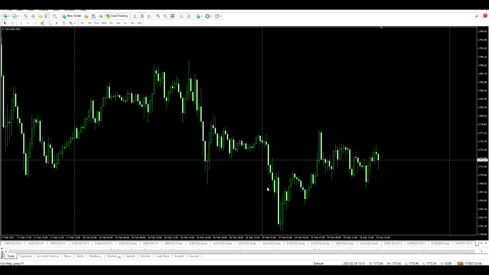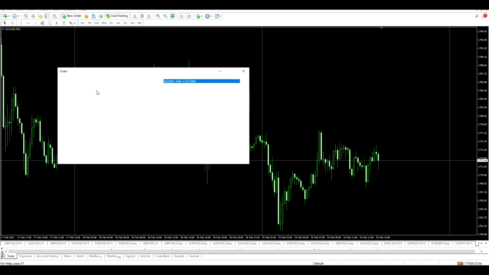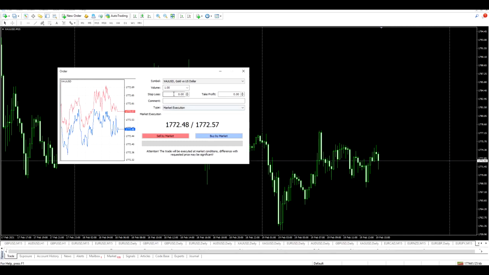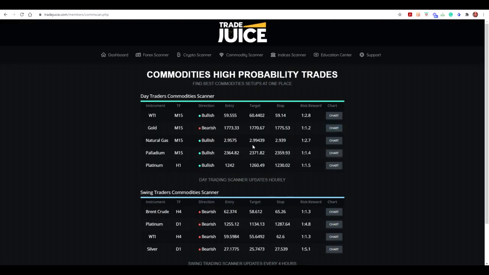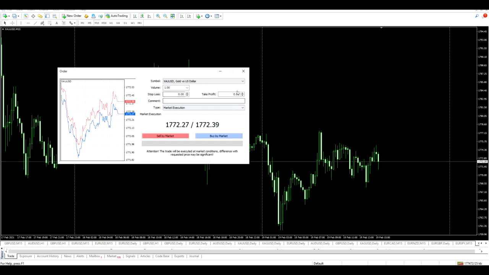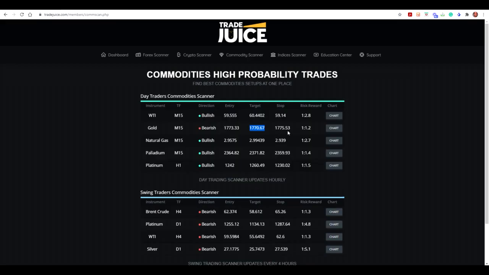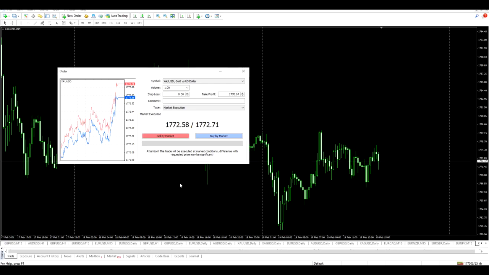Now, the entry point, just during the time of doing this recording, is actually just here at the moment. So I'm going to enter this trade, and I'm going to quickly set my take profit and my stop loss. So we can see from here that my target is such. I'm just going to simply copy that, put it into my take profit box there. And then I'm going to also set my stop. And I'm going to do the same with that.